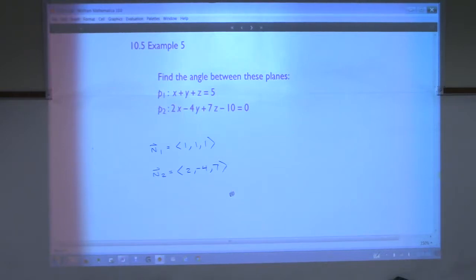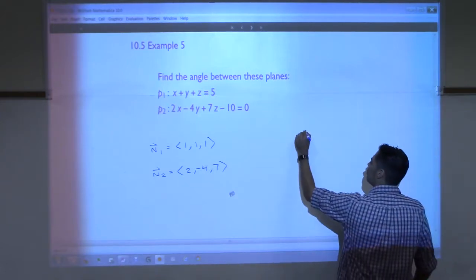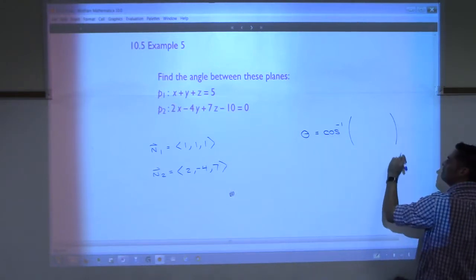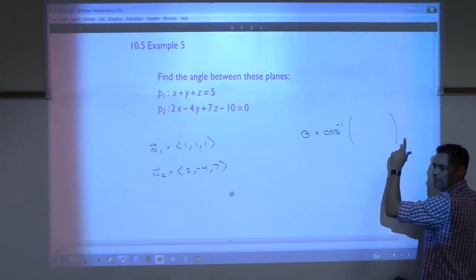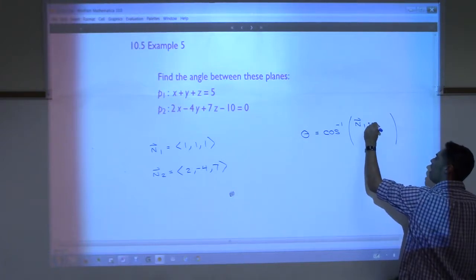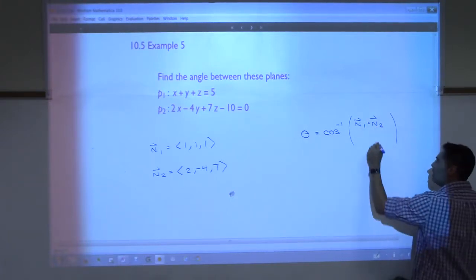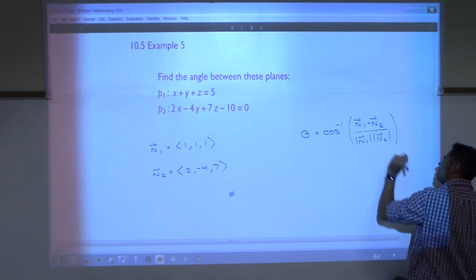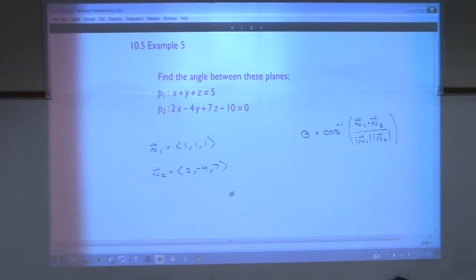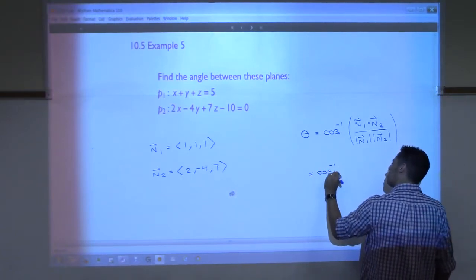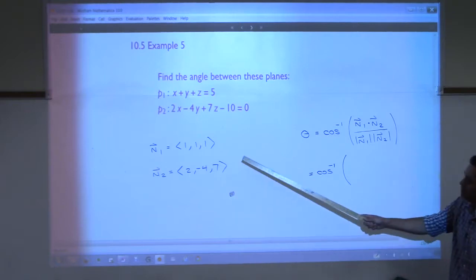It's asking for the angle between these. So I know how to find the angle between two vectors. The angle between two vectors is the arc cosine of what? A dot B over magnitude of A times magnitude of B. In this case, since I'm using that notation over there, I'm going to dot the two normals, and then I'm going to divide by their lengths. And this will give me the angle between them. So what is the dot product? Let's continue this work here. Cosine inverse. What is the dot product of these two vectors?